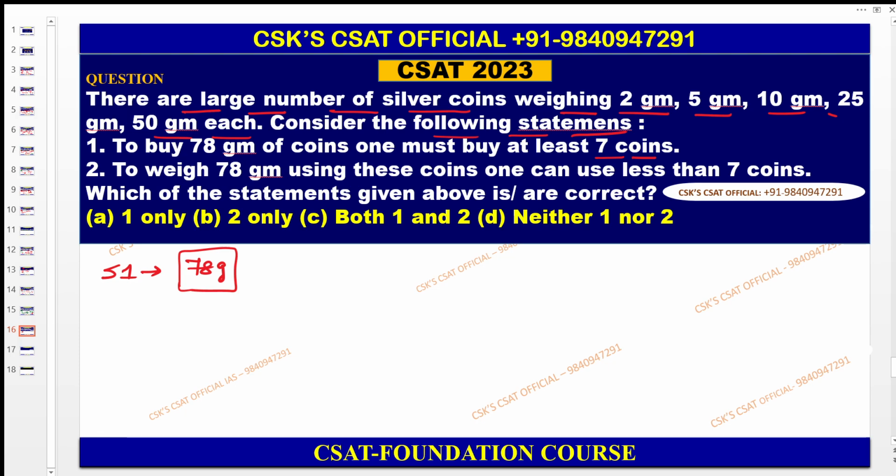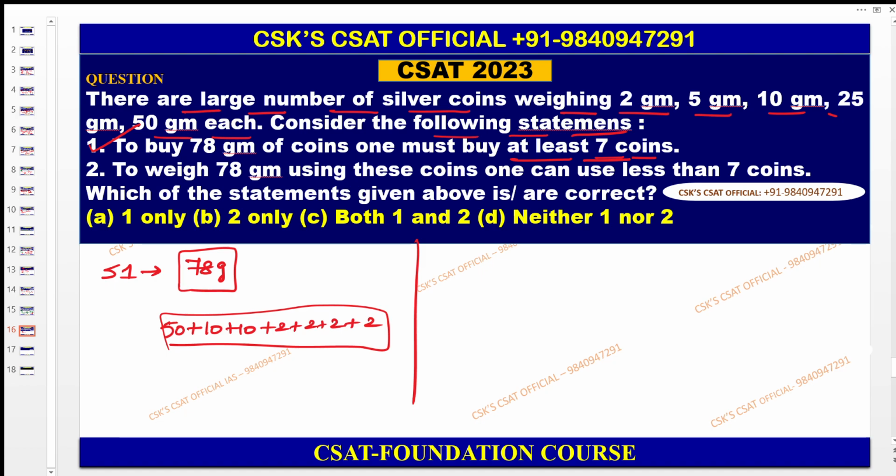Now, how can we use this one? 50, 25 we can use, 75, no. So therefore you can use 50. Can we use 10 and 10? 70. For the rest of the things we can use 2, 2, 2, 2. 4 twos. So minimum how many? 7, at least 7, at least means minimum. Yes, this is correct. So 7 is here. Exactly, we are getting 78.